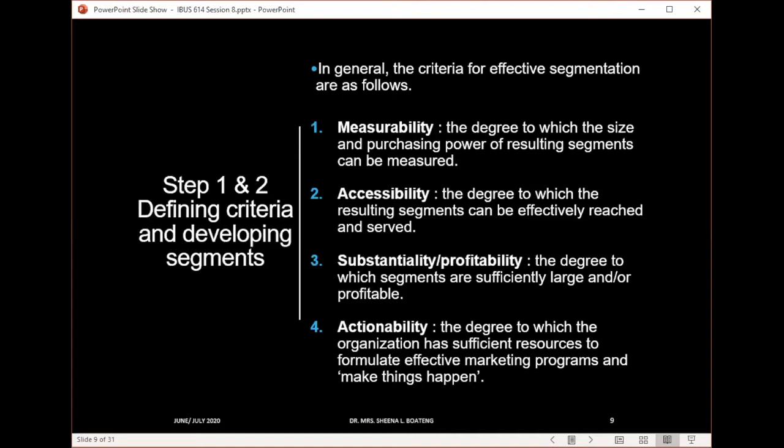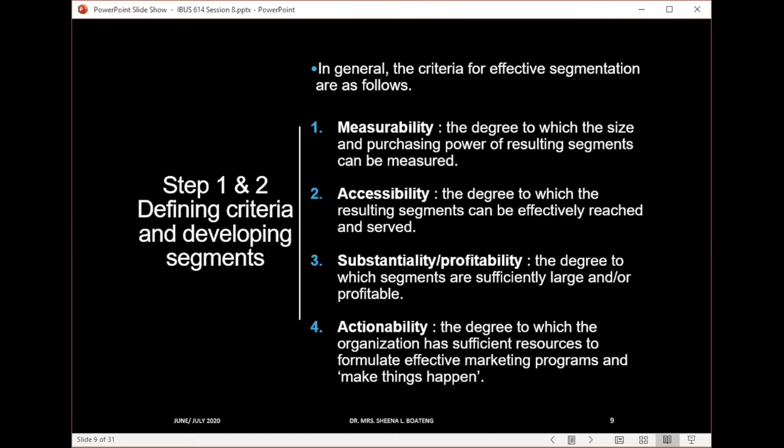And this is another very important point, which marketers always like to embellish. And that is the substantiality and the profitability of the segment. Here we are basically talking about the degree to which the segments are sufficiently large and/or profitable. This is the part where marketers tend to embellish and do all the wild things, because they want to convince whoever the prospective audience is that this market is worth our time because there's money to be made.